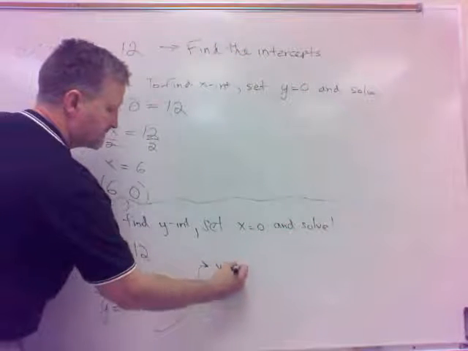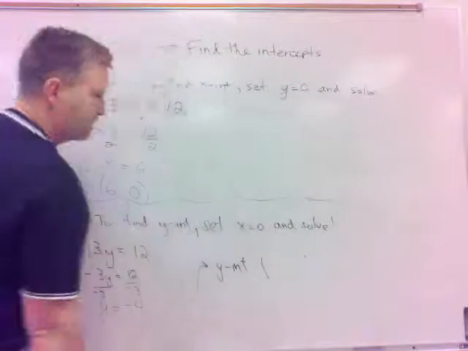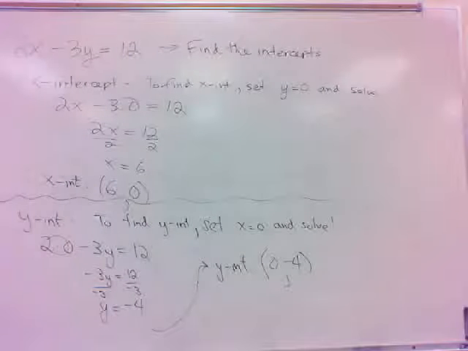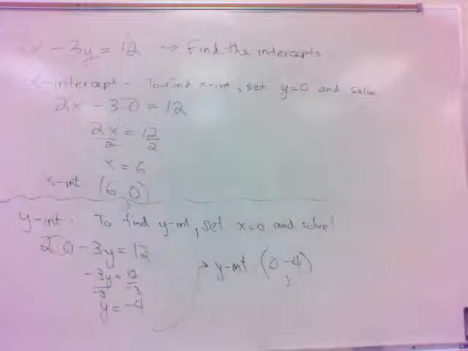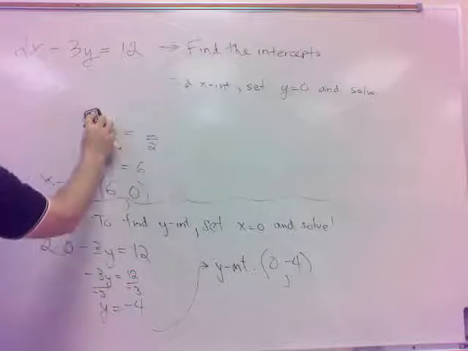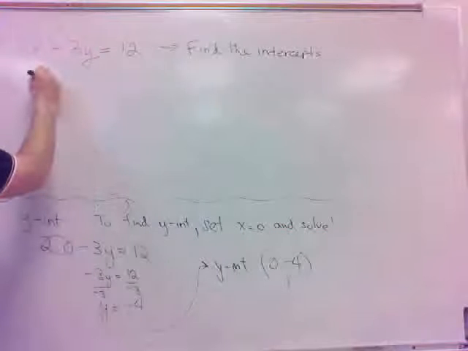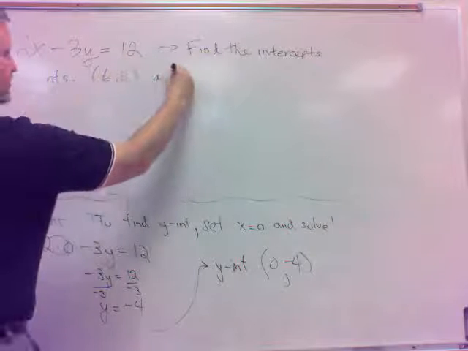So what's my y-intercept? The ordered pair is 0, negative 4. X is 0, y is negative 4. Okay? Is that okay? All right. Now, here's an added bonus. Let me write these right here. All right, so my intercepts are 6, 0, and 0, negative 4.